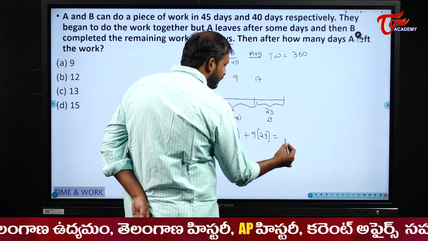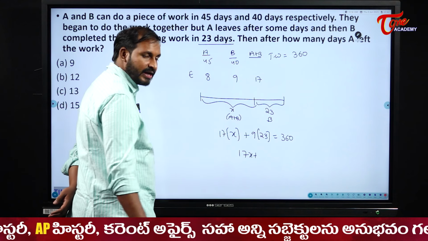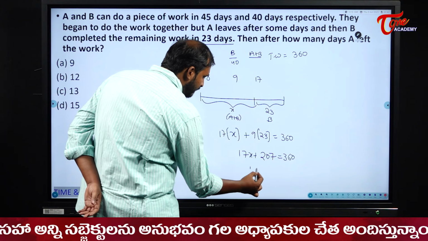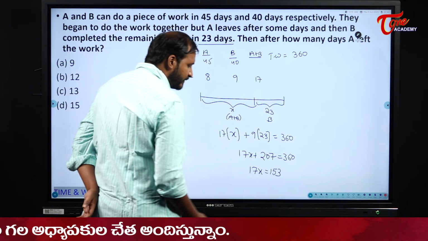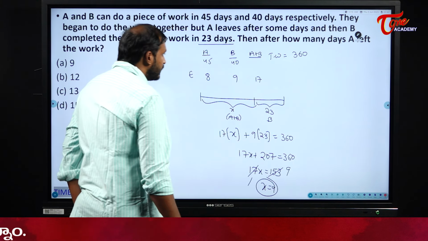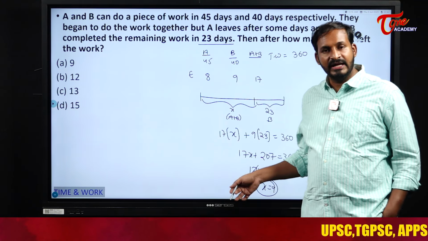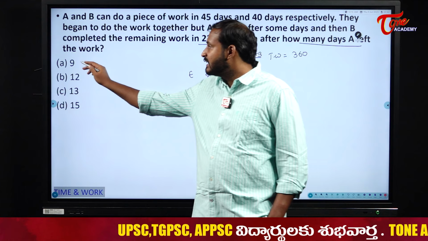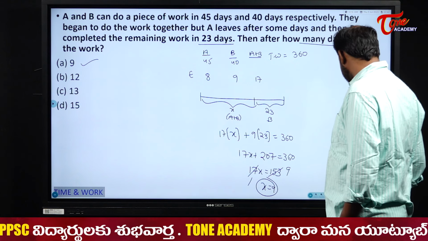This will be equal to my total 360. So now what happens to this? 17x plus 23 9s are 207. That is equal to 360. So 17x will become 360 minus 207, which becomes 153. 17 ones, 17 9s. So that means A and B initially worked together for 9 days. Or in other way we can say after 9 days A left the job. Understood? This is how we need to find the answer for this type of questions.